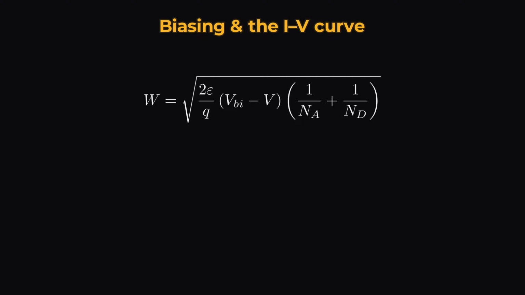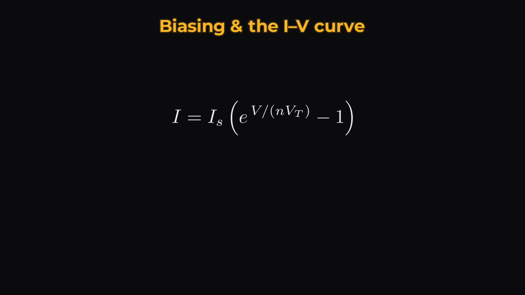This equation gives the depletion width W. It depends on the built-in potential minus the applied voltage, and on the doping. When V is positive, the width shrinks. When V is negative, the width grows. This is the diode equation. Current depends exponentially on the applied voltage divided by the thermal voltage. Is is the saturation current, and n is the ideality factor, between 1 and 2.